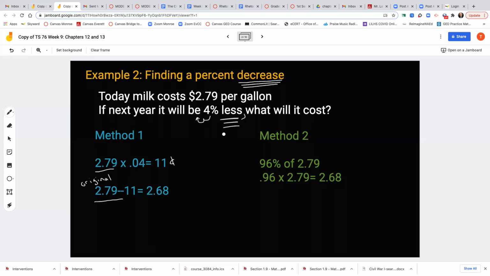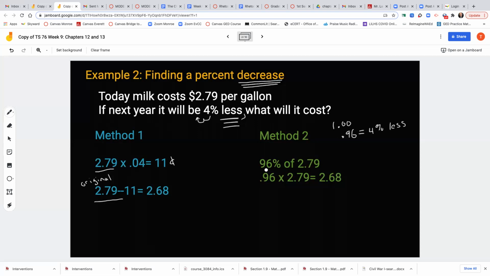All right. Now, method 2, the second method to do this, like I said, is 4% less. So I'm thinking about 4% less than 100%. Well, if 100% is 1.00, that's 100%. Okay. What is 4 taken away from 100? 0.96. That equals 4% less. Okay. See how I just subtracted that 4%?